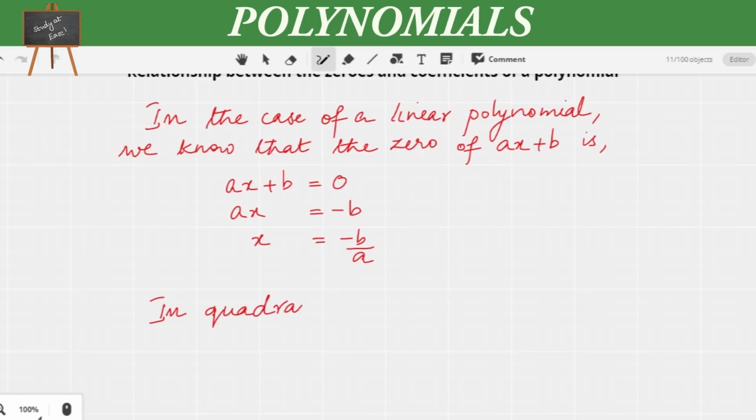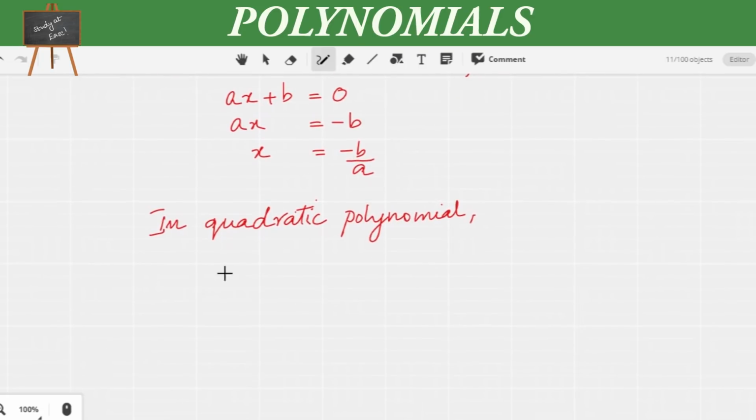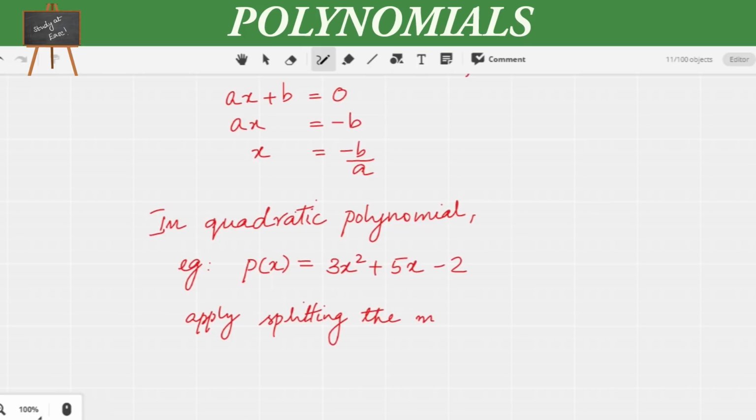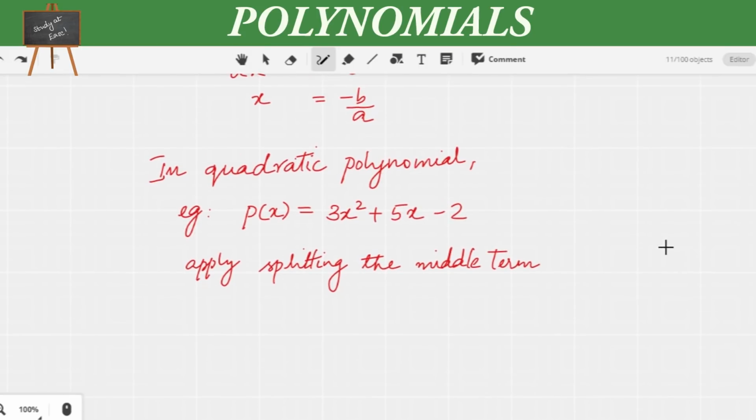In the case of a quadratic polynomial, let's take an example and discover what is the relationship between the zeros and the coefficient. So, I'm taking the example p of x is equal to 3x squared plus 5x minus 2. On applying the splitting the middle term, I'll show you how I'm doing it. After I draw these lines, I'm going to write on the top the product of the coefficients a and c. So in this case, it is 3 multiplied by minus 2, which is minus 6. And on the bottom, I'm going to write the sum term, which is 5.